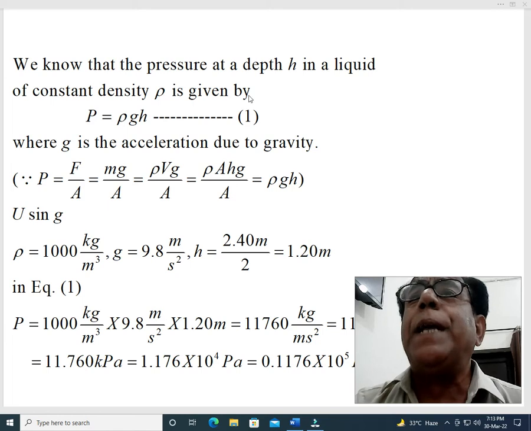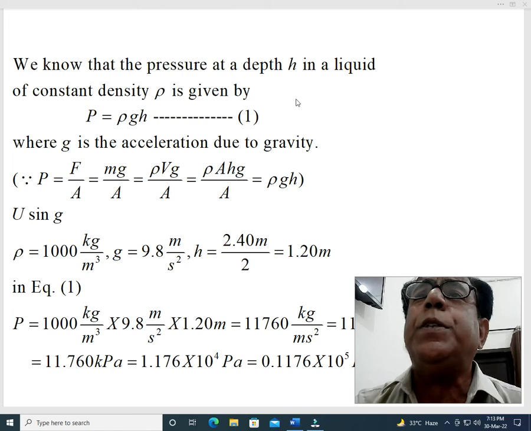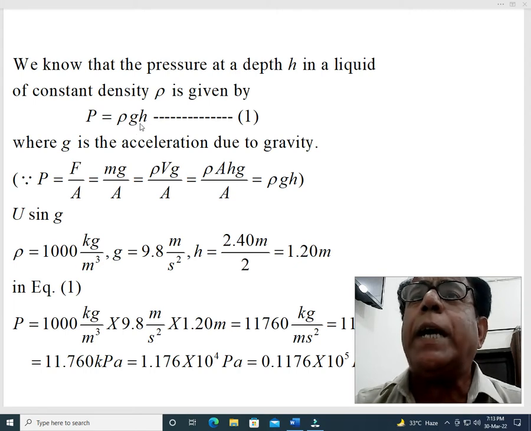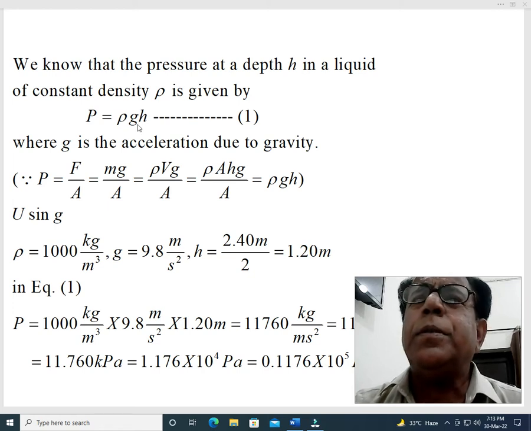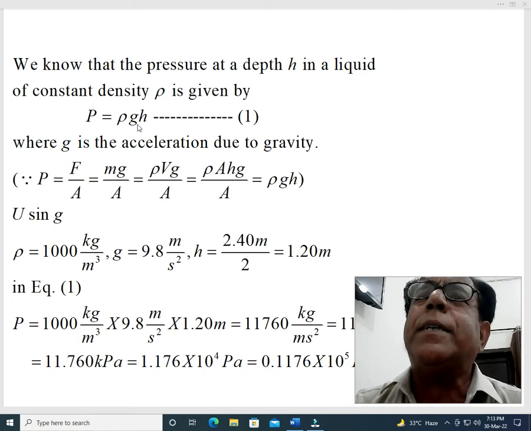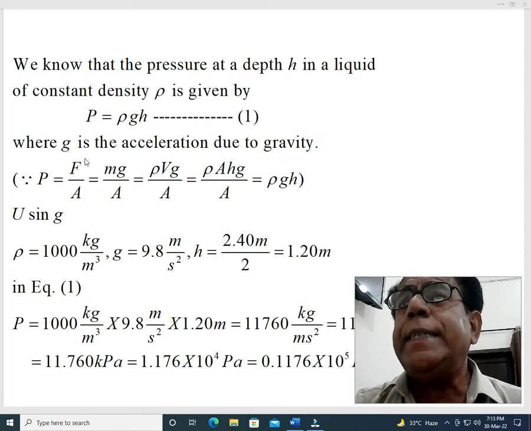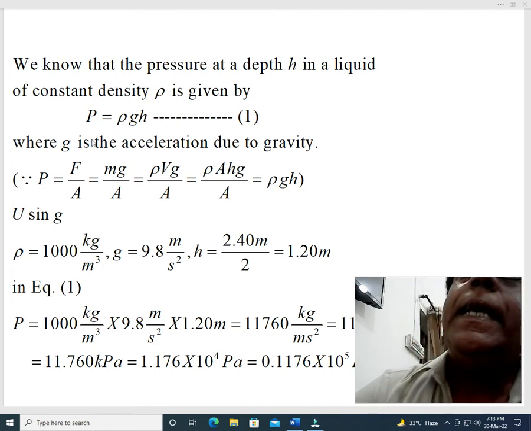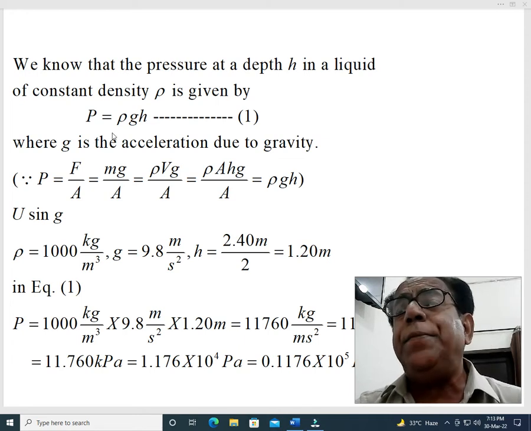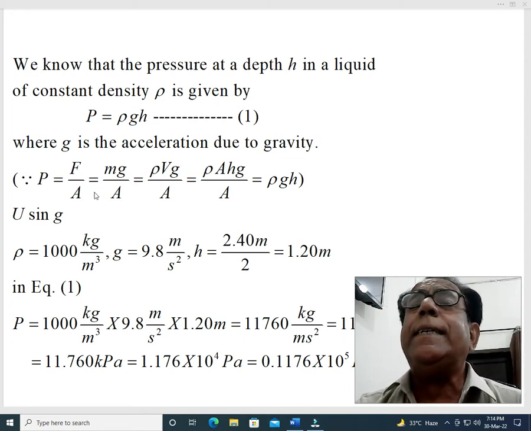We know that the pressure at a depth h in a liquid of constant density rho is given by pressure P equal to density rho into acceleration due to gravity g into height h. Height or depth are almost equivalent terms. Equation number 1, where g is the acceleration due to gravity. Dear students, in the bracket a deriving situation is explained.